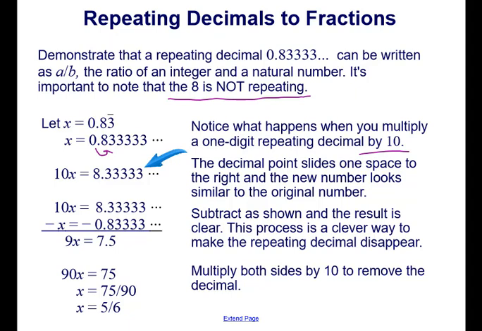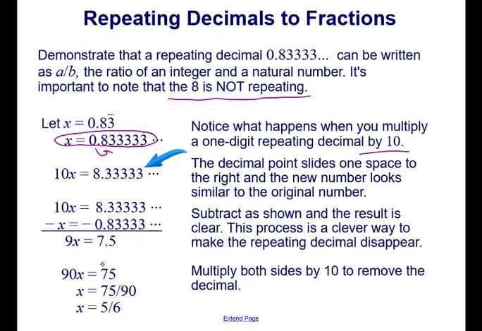So if we subtract x on both sides, as shown here, we're doing 10x minus x, which gives us 9x. And here we can do 8.3 repeating minus 0.83 repeating. That's still a balanced equation because remember, x equals 0.8333333. So we are subtracting the same thing from both sides, and that gives us 9x equals 7.5. This process is a clever way to make the repeating decimal disappear. We don't have the 0.33333's anymore. So we end up with 9x equals 7.5.